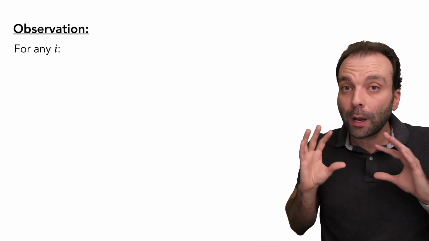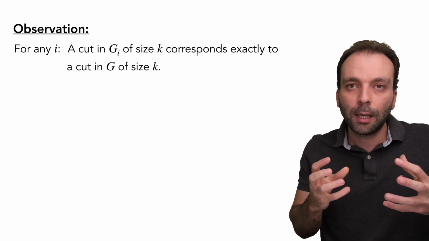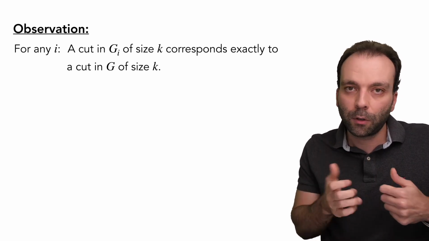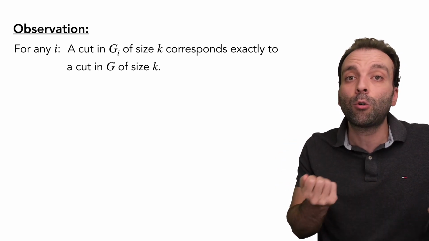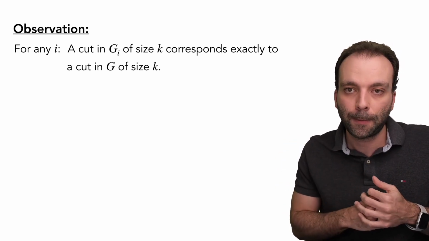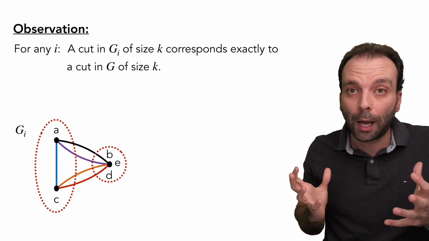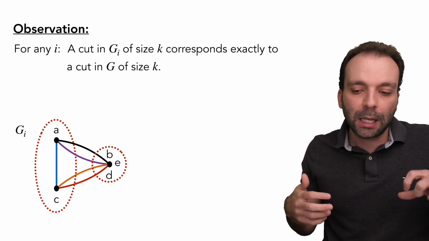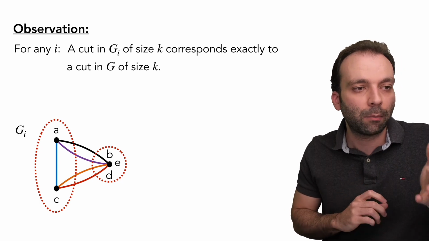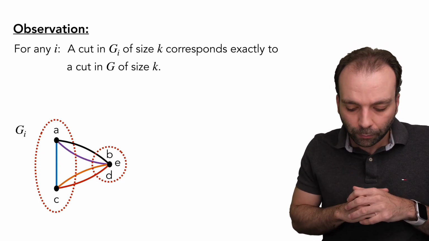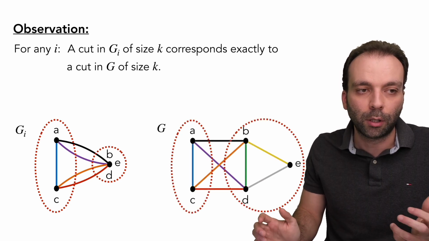In fact, for any I, no matter what G sub I you're looking at, a cut in the graph G sub I, after I contractions, of a certain size k corresponds exactly to a cut in your original graph G of size k. You can see this as an example: here is some G sub I, you've done some contractions, and let's say you identify a cut in G sub I, maybe the one that's shown here. Well, the claim is that the same cut is there in the original graph G.